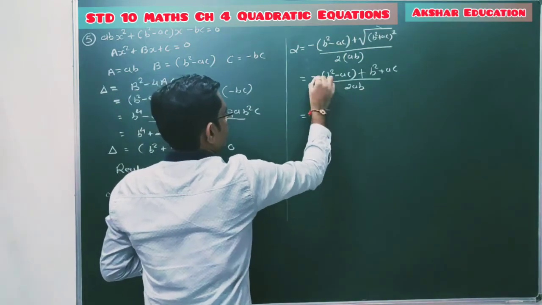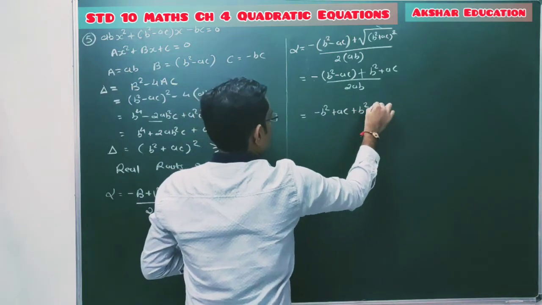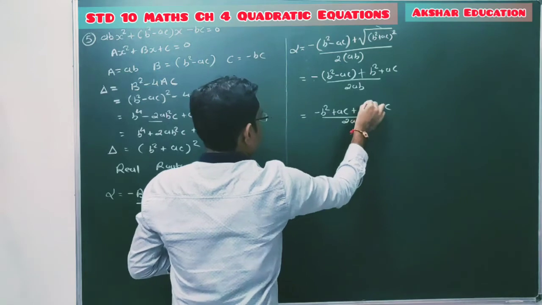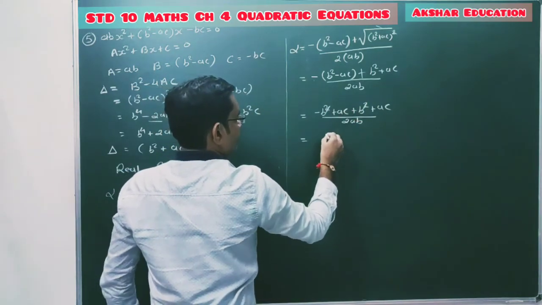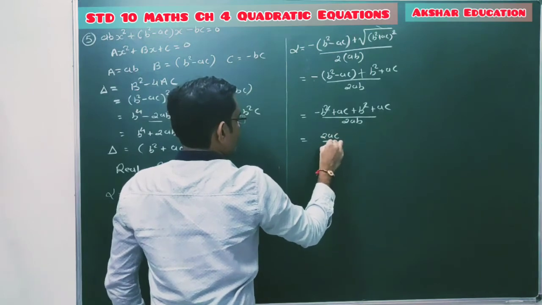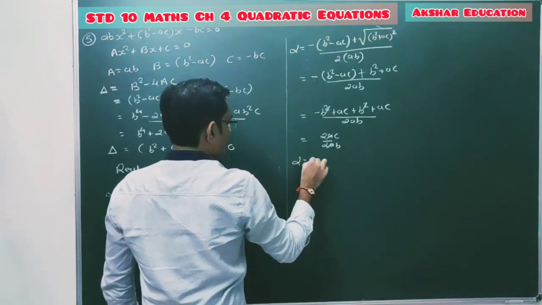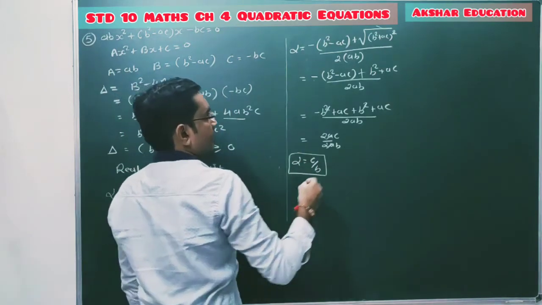Now open this bracket. This is minus b square plus AC plus b square plus AC divided by 2AB. Minus b square plus b square cut. So this one is AC plus AC, 2AC by 2AB, 2 cut. So alpha equal to C by B. First real root is C by B.